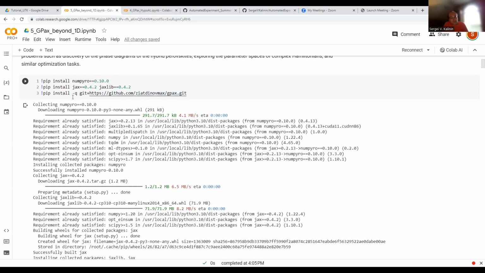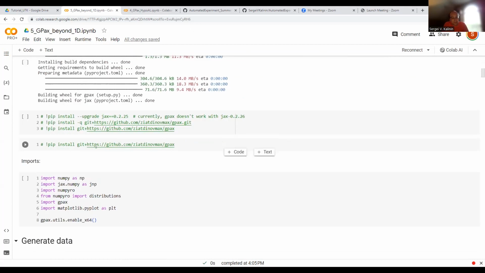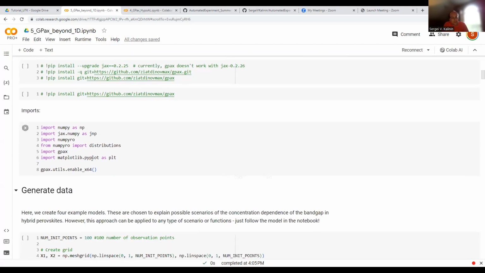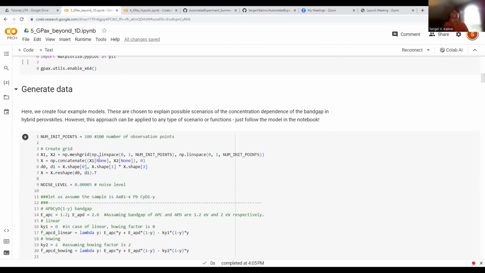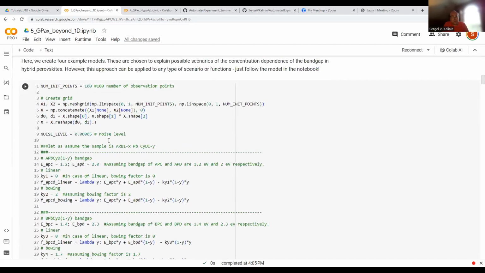Let's just go through the structure of this notebook and see what is the difference between this notebook and the previous 4 notebooks that we used as an illustration. Again, the installation part is exactly the same. The imports are exactly the same. Now the question becomes, how do we generate the data?